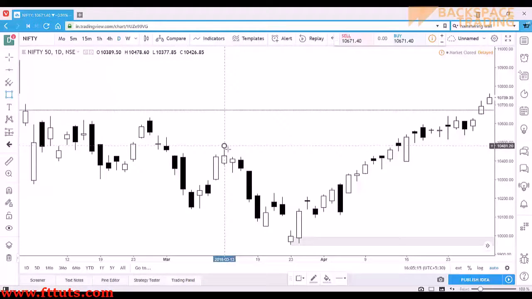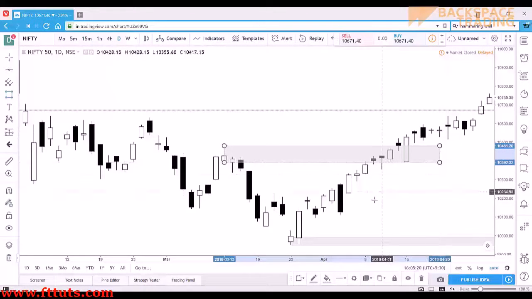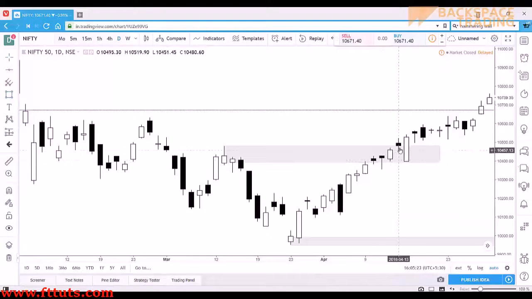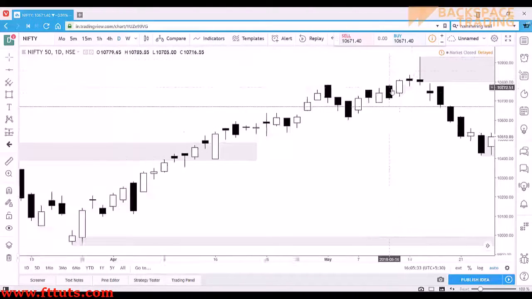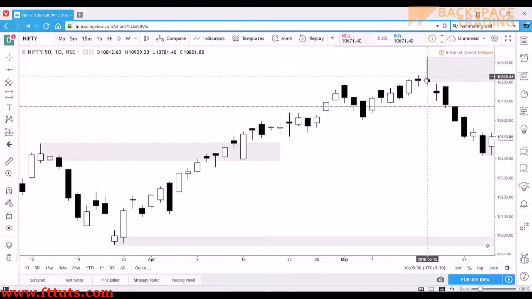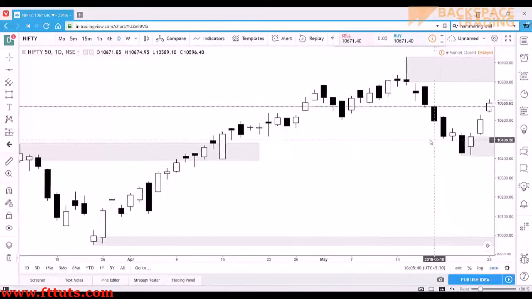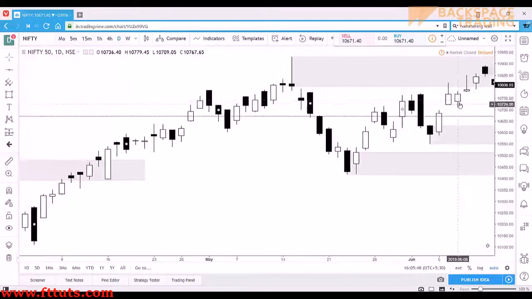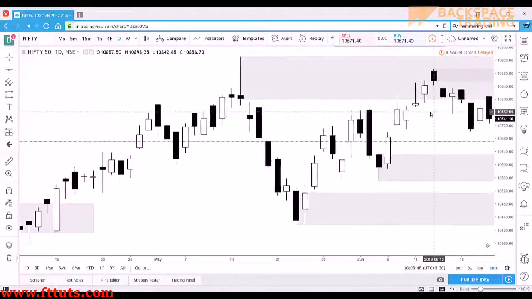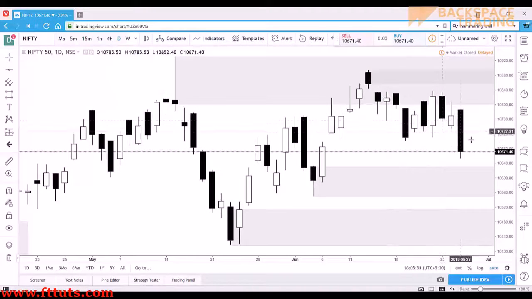I'm gonna connect the top wick, lower body for resistance, drag it. Of course this resistance has been broken. This is based on the third view that you saw, and this made a swing high, and we drew the resistance based on swing high. Of course the price went up, up, up, touched up, up, but it never crossed. It is within the resistance.